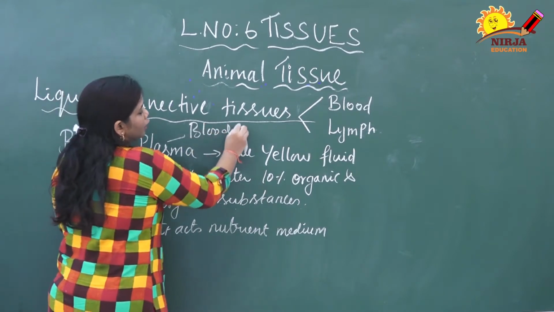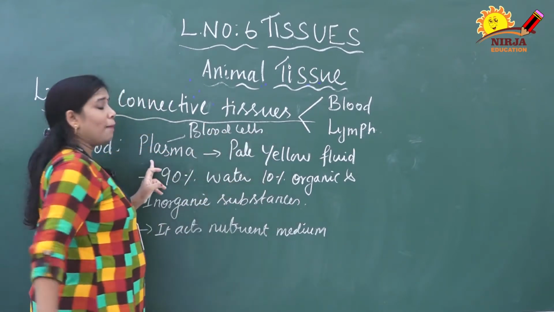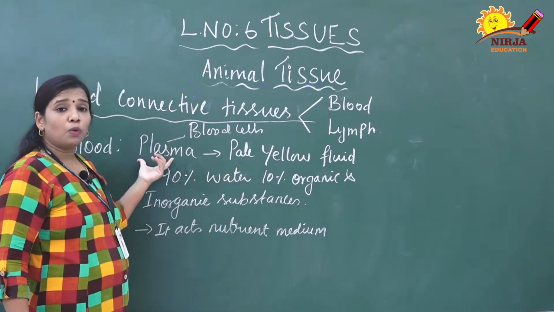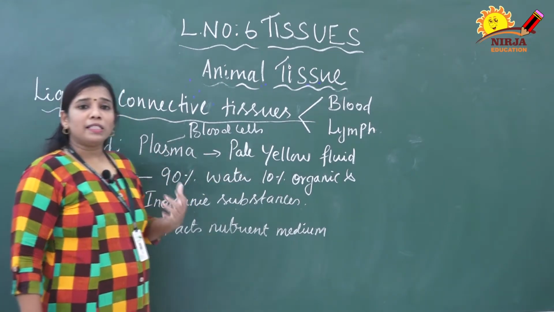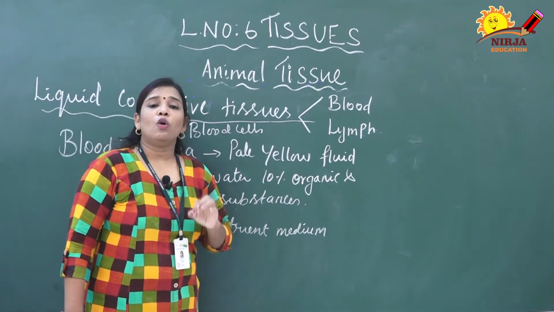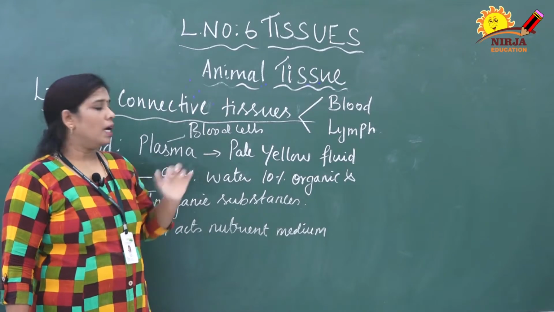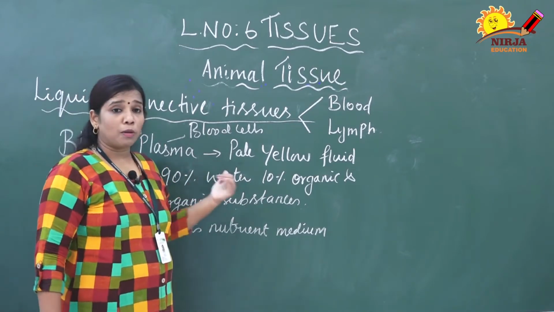The blood consists of two components. One is plasma, another one is blood cells. First we have to discuss plasma. Plasma is nothing but a clear yellow color fluid. Clear, pale yellowish fluid is called plasma, blood plasma also we can say.